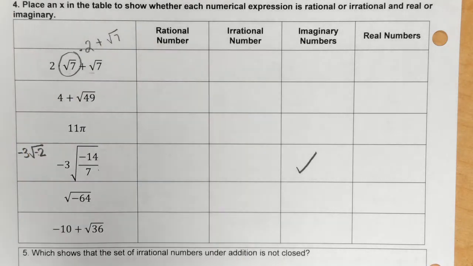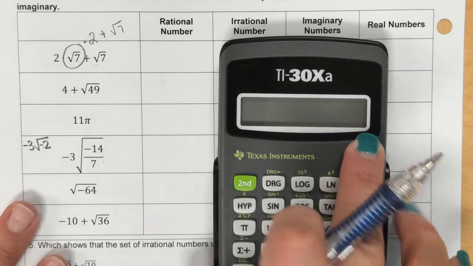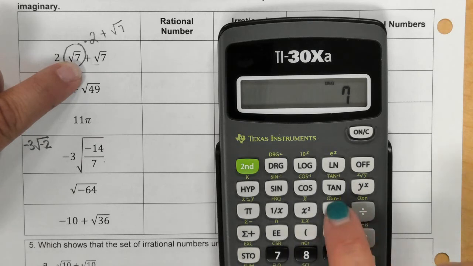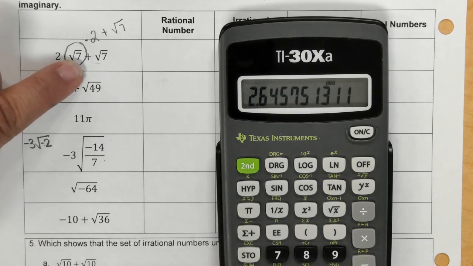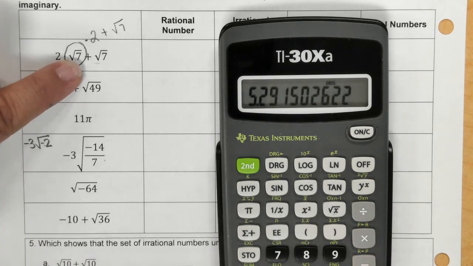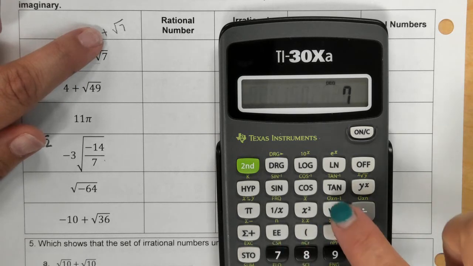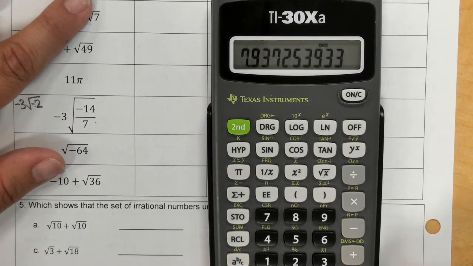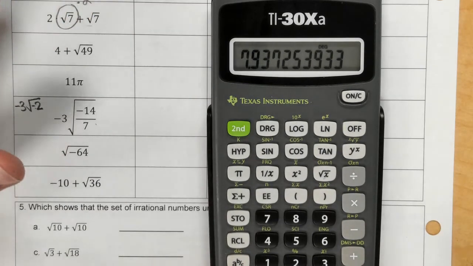Do you want me to do that with you in a calculator? Yes. Okay. All right, so here we go. I'm going to start with the square root of 7. And you get a decimal, 2.6, etc. You times 2, hit equals, 5.29, okay, plus square root of 7, but you have to hit equals. And you get 7.93, etc.